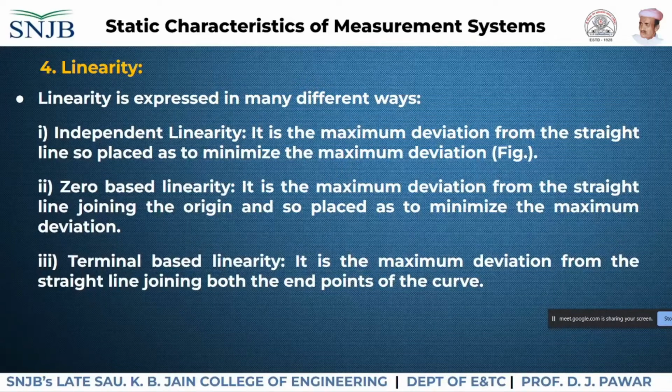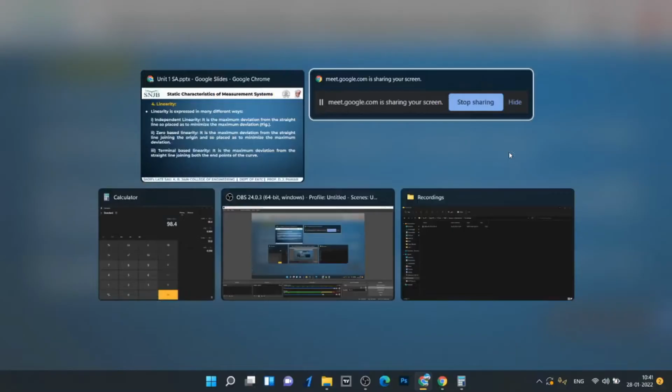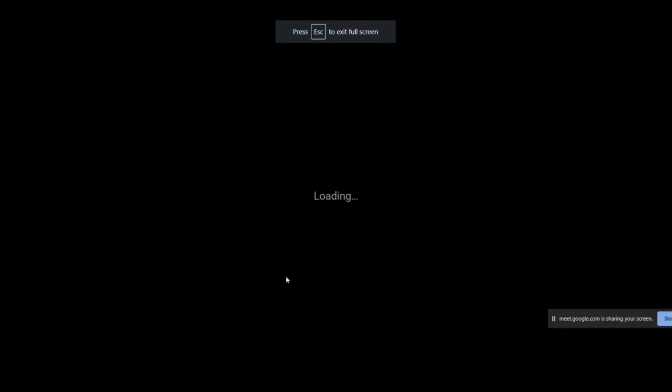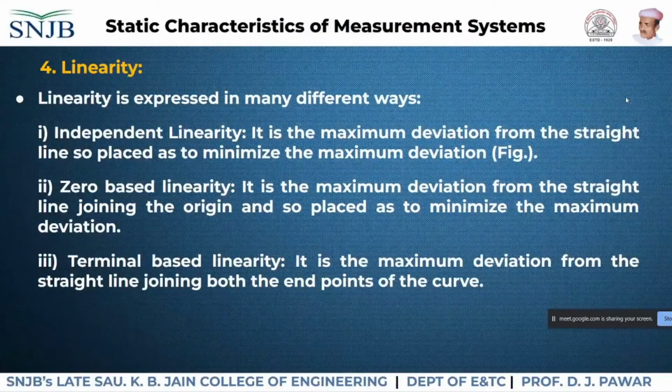Now, linearity can be expressed in three ways. First one is independent linearity, second one is zero based linearity, and third one is terminal based linearity. So linearity is represented in many different ways. Three different ways are there: independent linearity, zero based linearity, and terminal based linearity. It is the maximum deviation from the straight line, so placed as to minimize the maximum deviation. That is called as independent linearity.